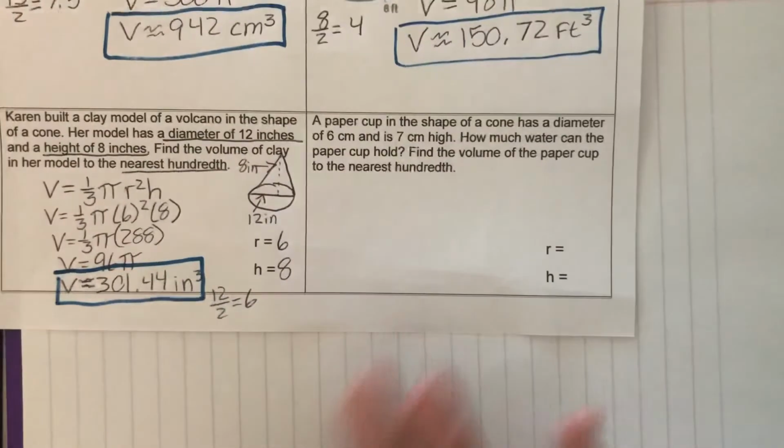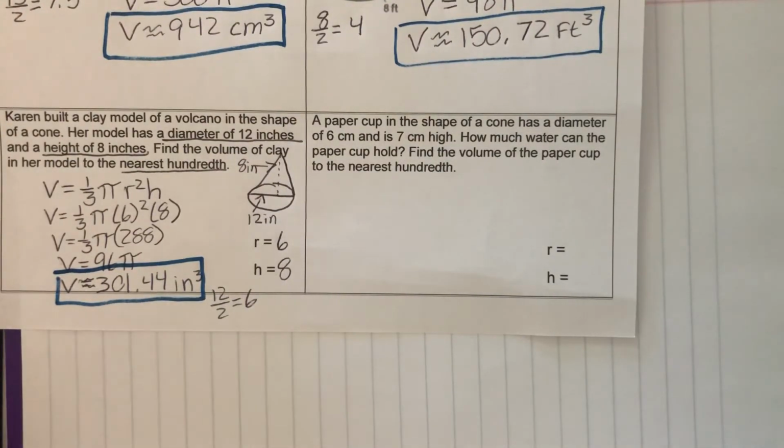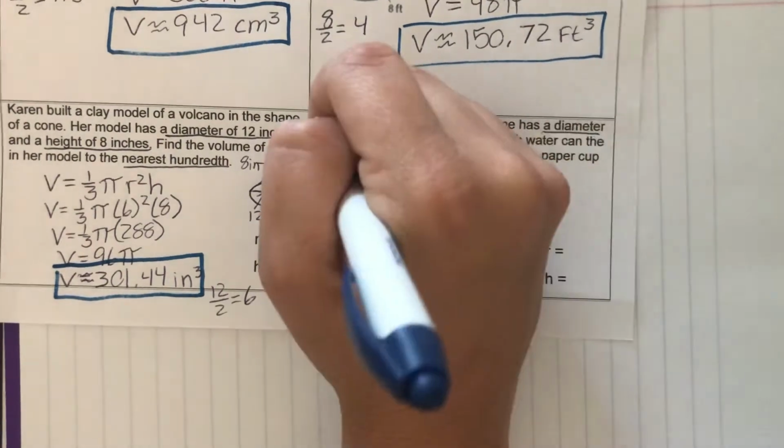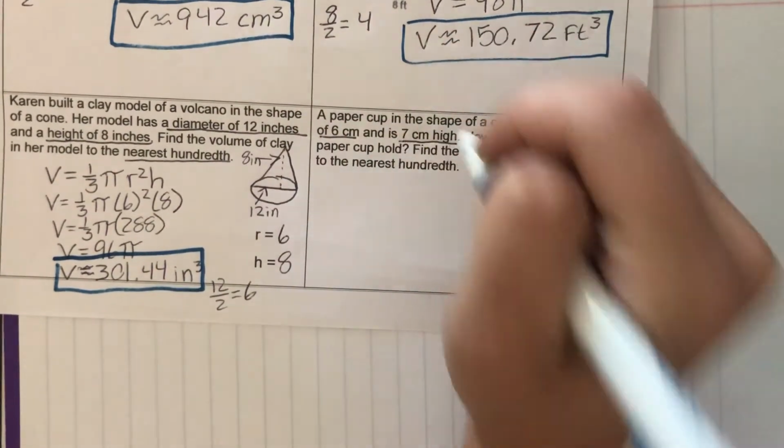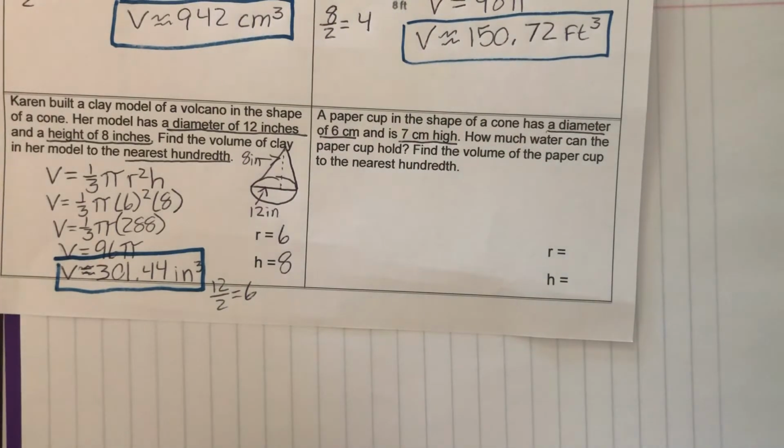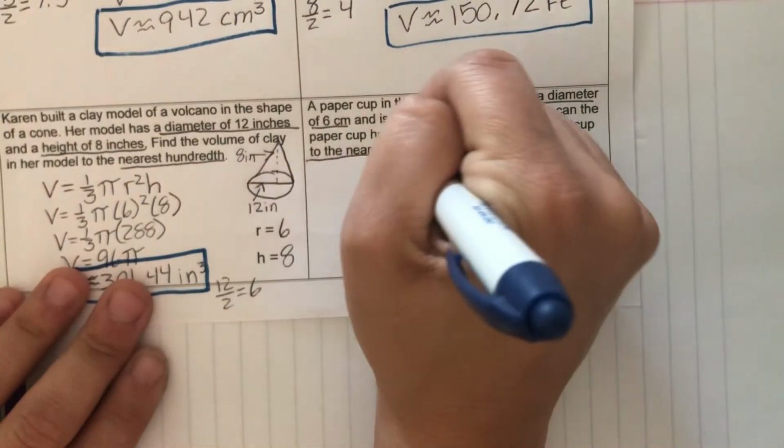Last problem, go ahead and pause the video, try it on your own, check back with me. A paper cup in the shape of a cone has a diameter of 6 centimeters and is 7 centimeters high. How much water can the paper cup hold? Find the volume of the paper cup to the nearest hundredth.